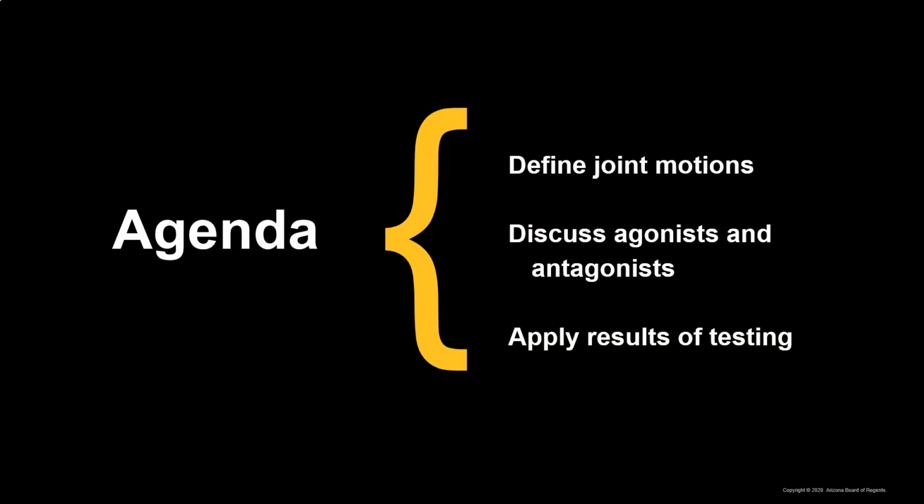First, we'll discuss the different joint motions because they are the foundation of joint assessment. Next, we will discuss agonist and antagonist muscle groups and their relevance to flexibility exercises. Finally, we'll review how to select and prescribe appropriate flexibility exercises based on results of field tests and joint assessments.